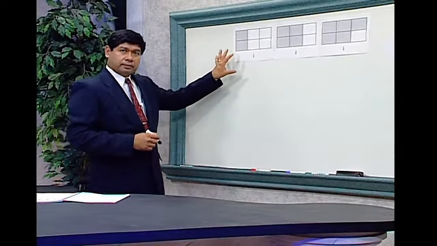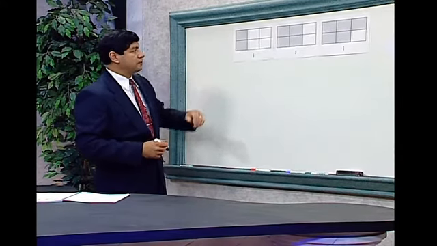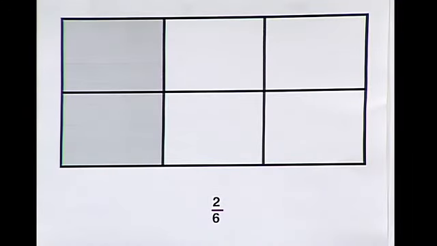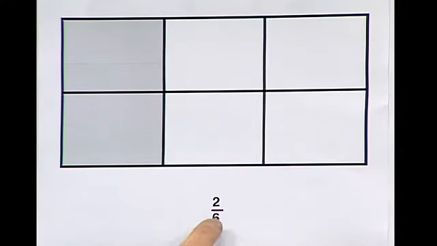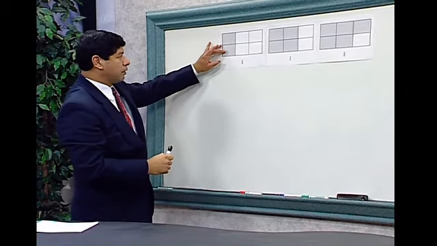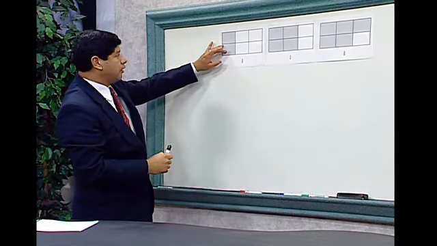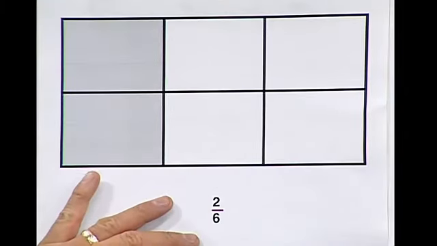Now let's look at our next model. We have a whole unit that is divided into 6 equal parts. So our denominator is 6. We can count them. 1, 2, 3, 4, 5, 6. Our denominator is 6. And we're interested in 2 of the parts. 2 of the parts are shaded, so we have 2/6.